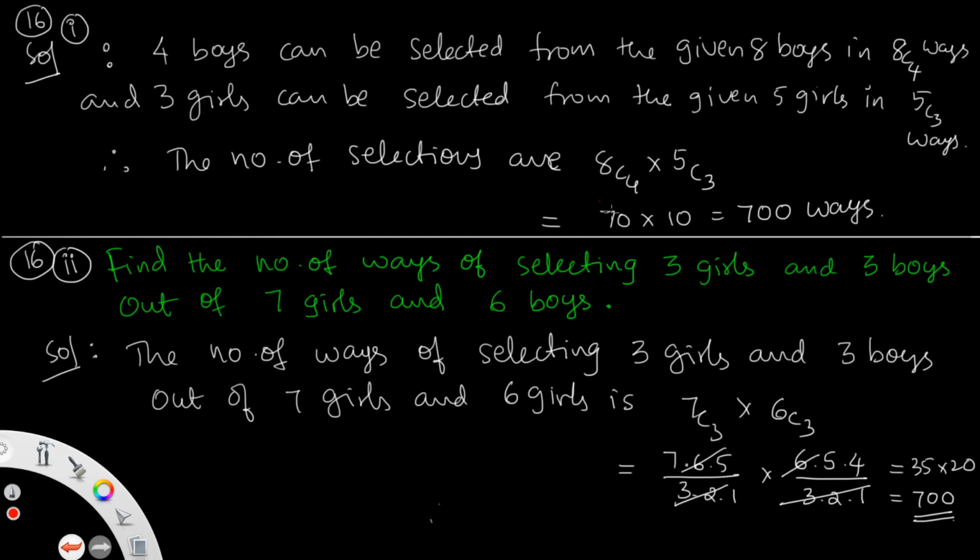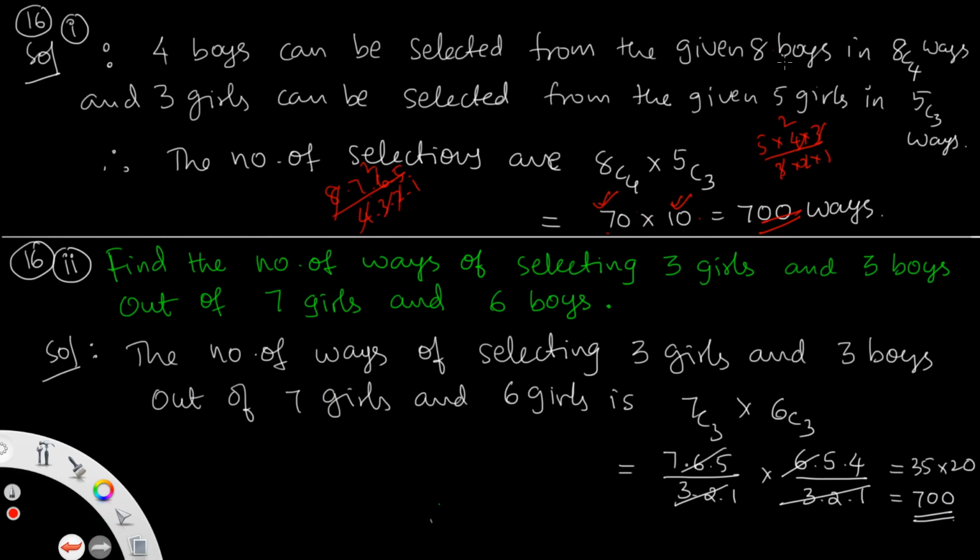So 8C4 you can calculate as 8 into 7 into 6 into 5 divided by 4 into 3 into 2 into 1. That is 4 twos are 8, and over 3 twos, it becomes 70. And 5C3 is nothing but 5 into 4 into 3 by 3 into 2 into 1. So 3 will be cancelled, and that becomes 10. So 70 into 10 gives you 700 ways. That's all.